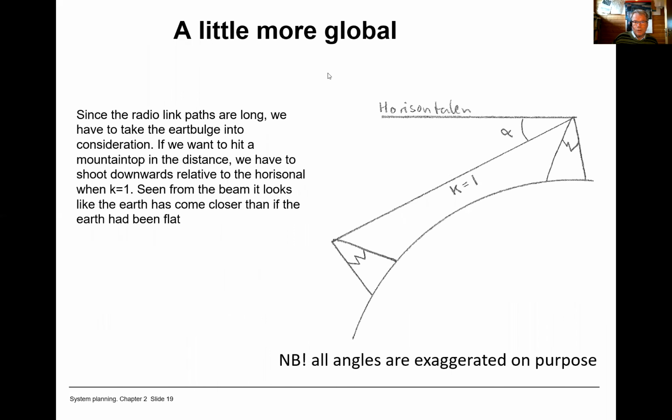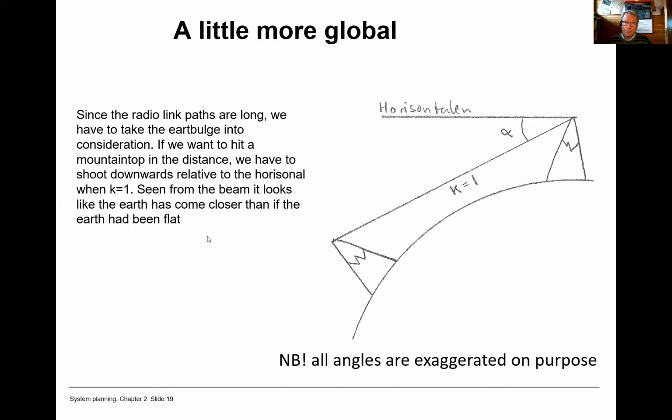And then we are going to look a little more global, okay? Here we have one mountain, and here we have another one, and here is the horizontal. In fact, here it is written in Norwegian. I hope you can live with that. With k equal to 1, if there was no atmosphere, we have to shoot in a straight line between that mountain and this mountain. You see that the Earth kind of comes closer because we have to shoot downwards from the horizontal in order to reach that one.